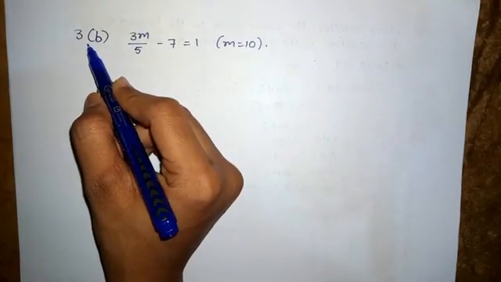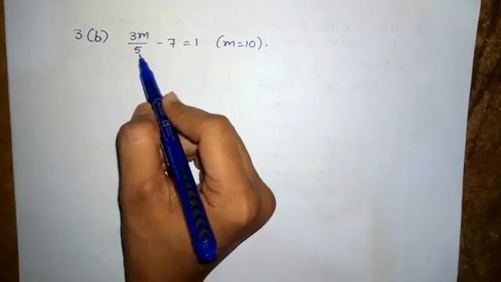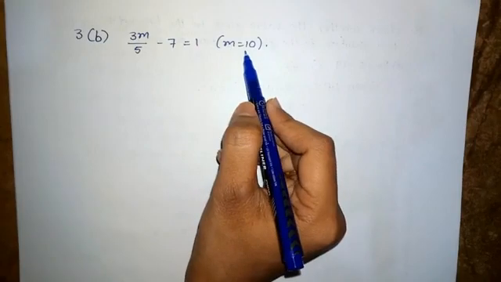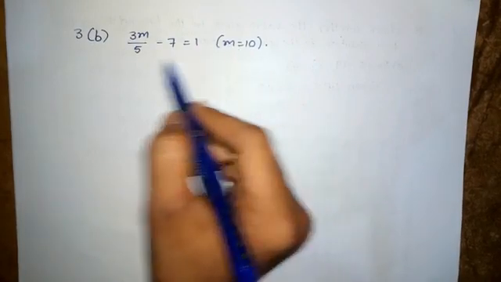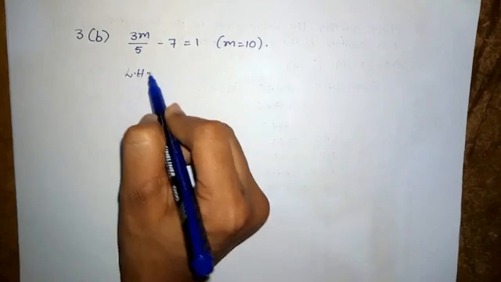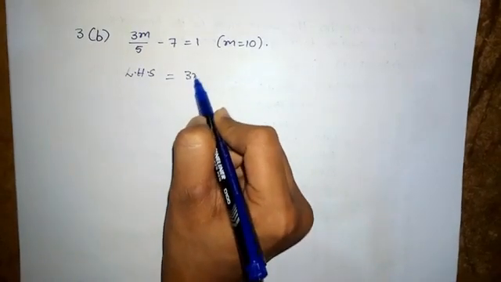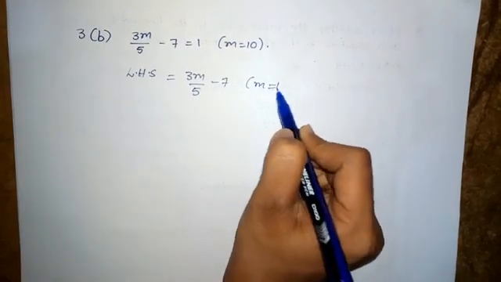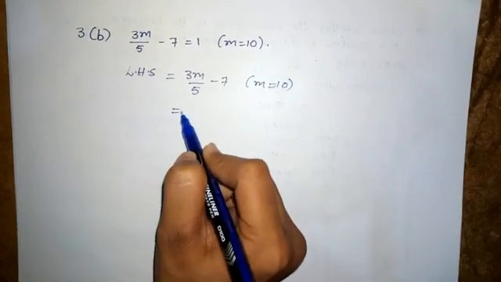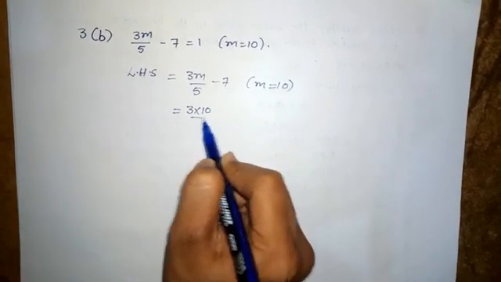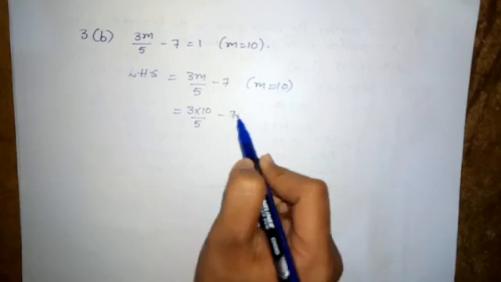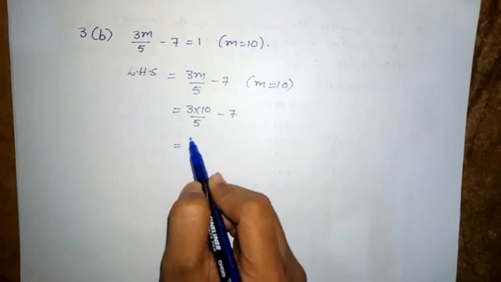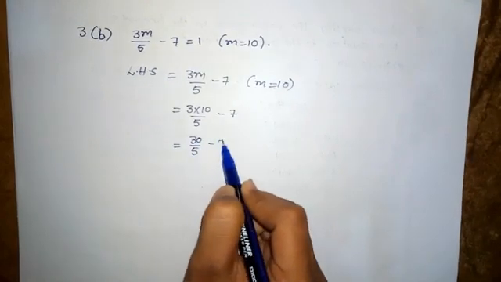Next problem, third Roman B. 3m by 5 minus 7 is equal to 1, where m equal to 10. So m equal to 10 is substituted in the LHS. So given LHS, LHS equal to 3m by 5 minus 7, where m equal to the given 10. So m equal to 10 is substituted here. 3 into 10 by 5 minus 7. Simplify this. 3 into 10 becomes 30, by 5, minus 7.